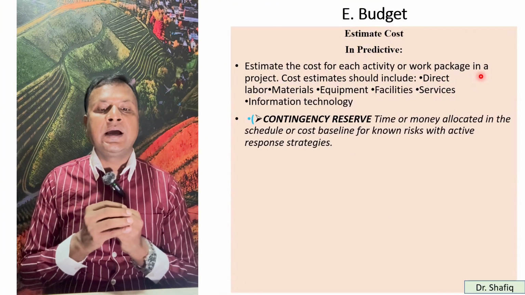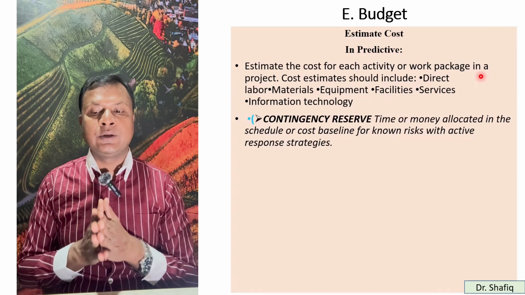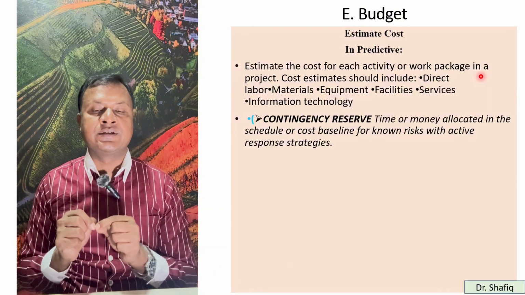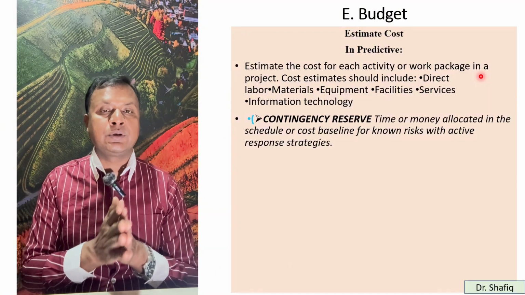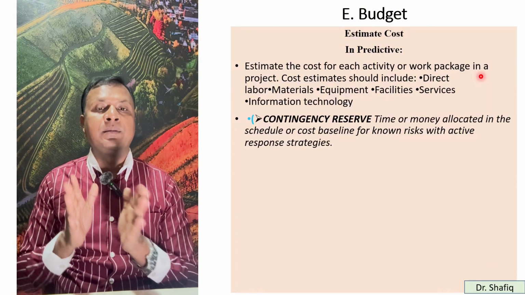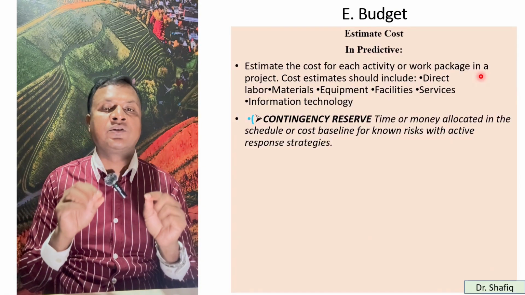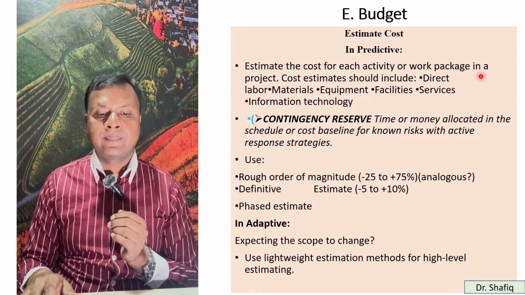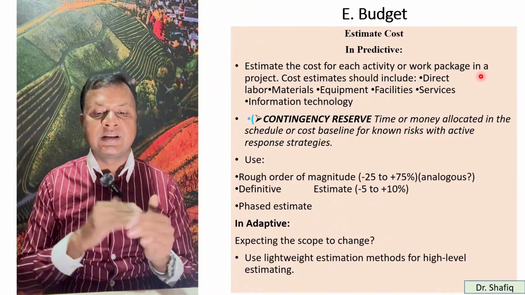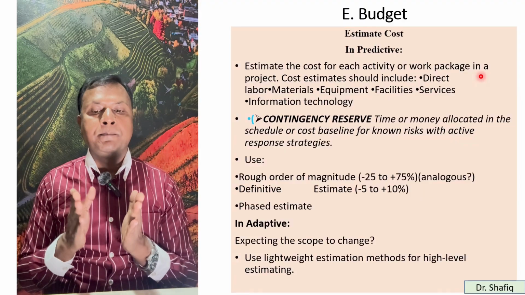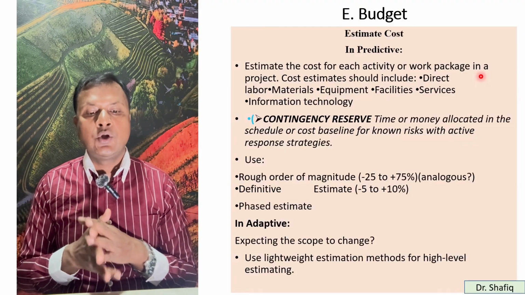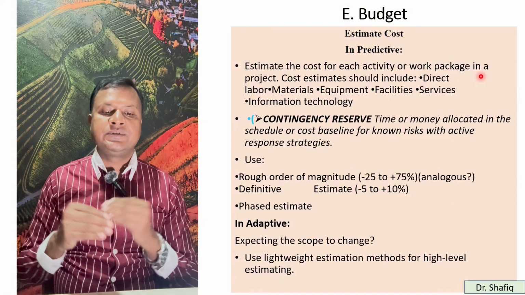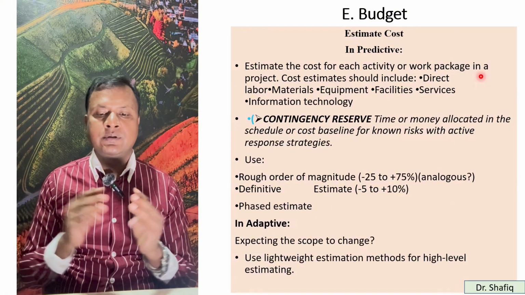And then we keep the contingency reserve, time or money allocated in the schedule or cost baseline for known risks and active response strategies. There are some known risks, known emergencies. For this, we keep some contingency money that we call contingency reserve. And we can use a rough order of magnitude like -25 to +75%, or a definitive estimate like -5 to +10%. This kind of contingency reserve can be kept.